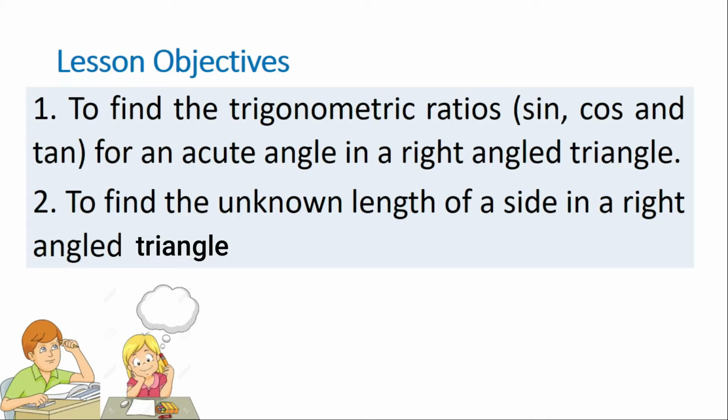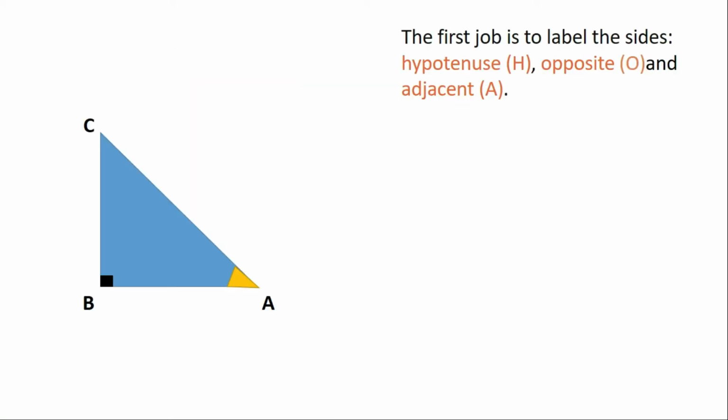The lesson objective is to find the trigonometric ratios sine, cos and tan for an acute angle in a right angle triangle, and to find the unknown length of a side in a right angle triangle. So this is the lesson objective for the day, and let's see how we can do that. Now the first thing that we should understand is to label the sides. So how to do the labeling?